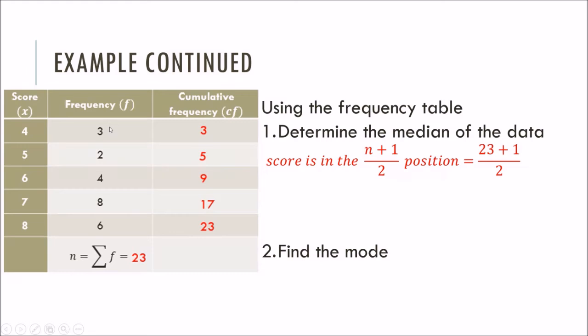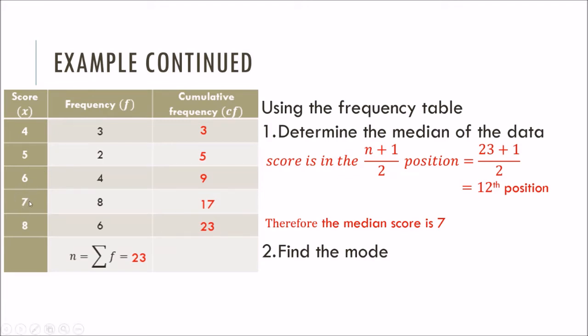So this is saying that our first, second, and third score fall within this one. Our fourth and fifth score are in here. Our sixth, seventh, eighth, and ninth score are in here, so on and so forth. So if we are looking for the 12th score, that will be in this one here, because this one here ends at the 9th score. So this one would start at our 10th score. So our 12th score would be in this one here. So the median score is 7 here.